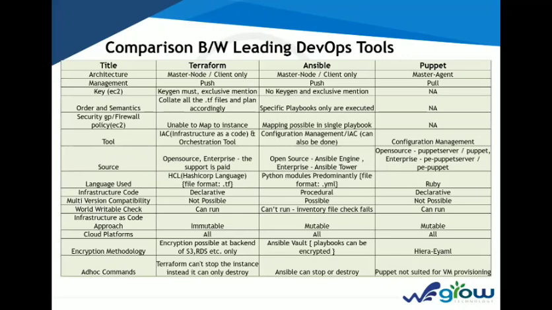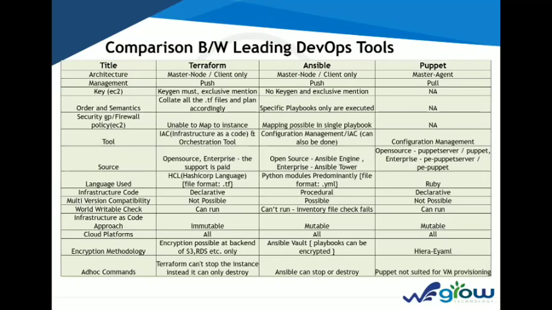Puppet also does the same kind of thing. For example, if I need to install a package, and if I need to update that same code with some security groups or some firewall rules for the particular server to be configured, then I can do that. So that is called mutable. Mutable and immutable simply means Ansible and Puppet can adapt to changes, while Terraform cannot adapt to the changes.